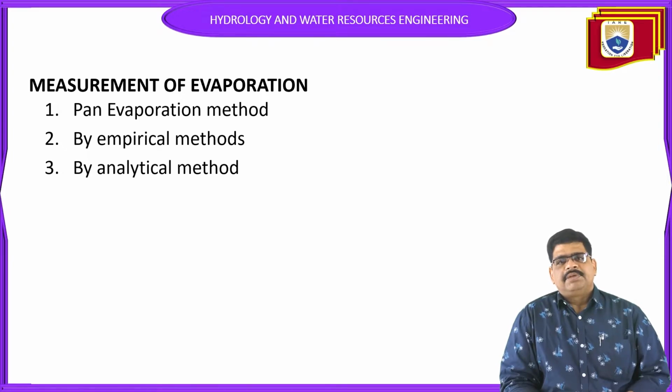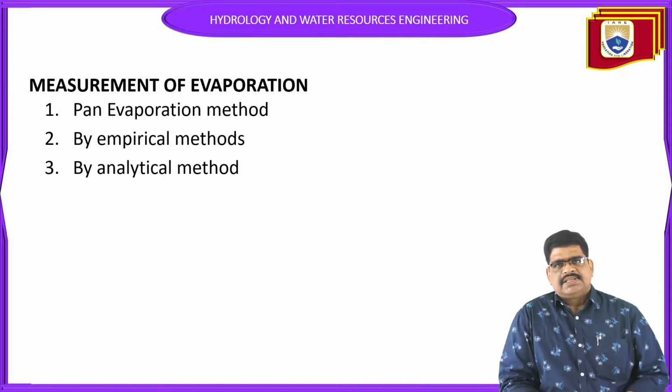methods and analytical methods. Actually, this is the second part of evaporation, and the first part is already explained in the previous class as the evaporation method. Different types of pans can be used for evaporation, and now we have to move on to the topic of empirical methods and analytical methods. Let us see what the empirical methods are and where the analytical methods can be seen.